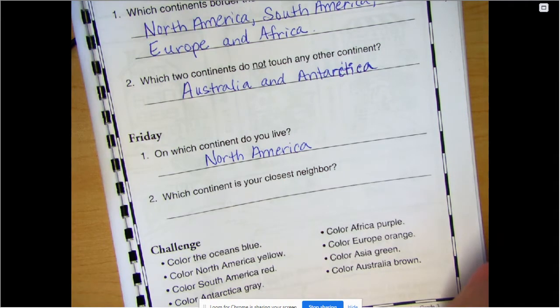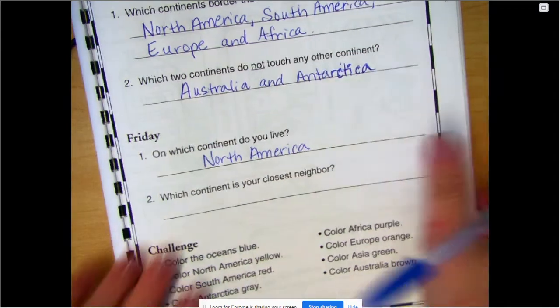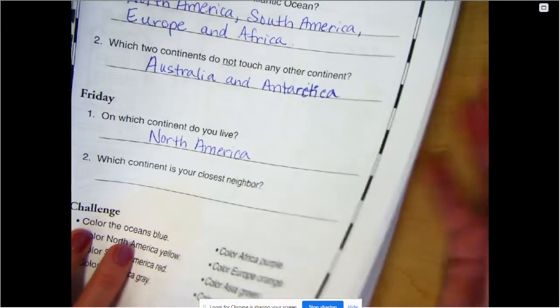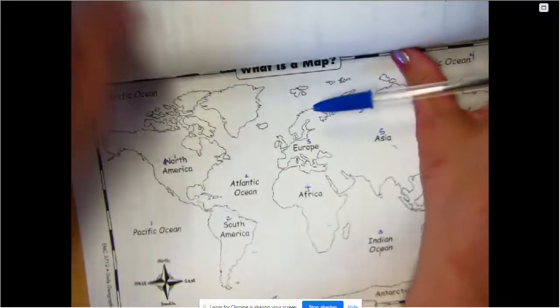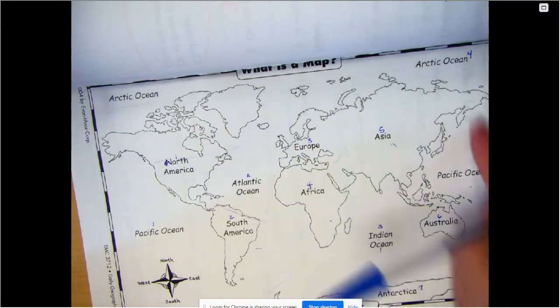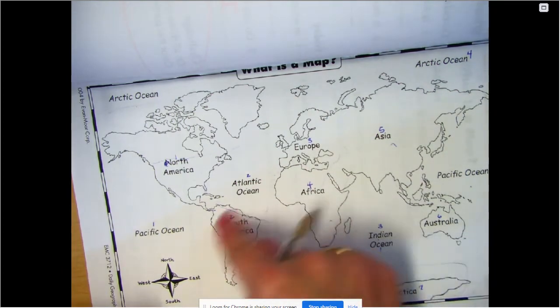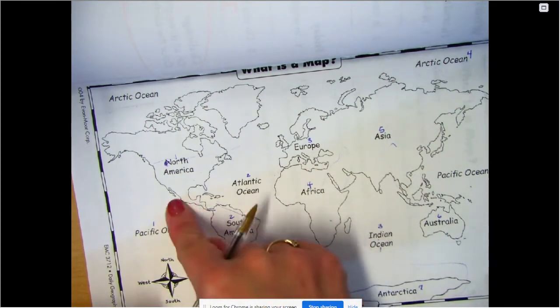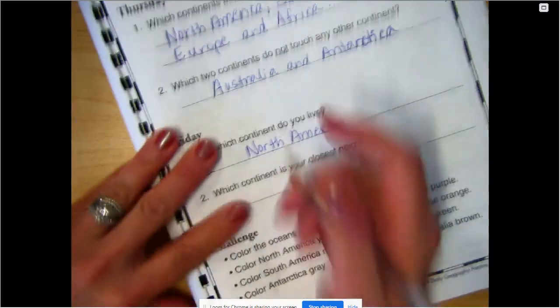Number 2 says, which continent is your closest neighbor? So we're talking about continents, not countries. Which one is our closest neighbor? If we're here, what continent is our closest neighbor? These look a little bit far away, but this one is right here by us, even connected a little bit there. So, South America.